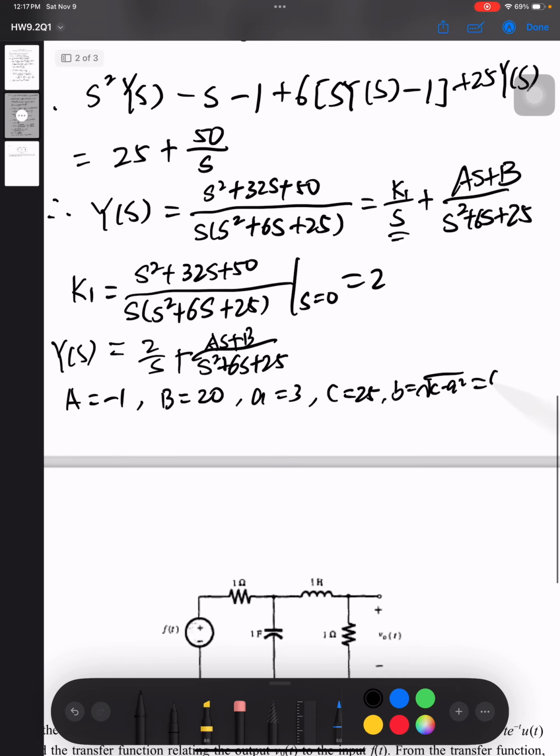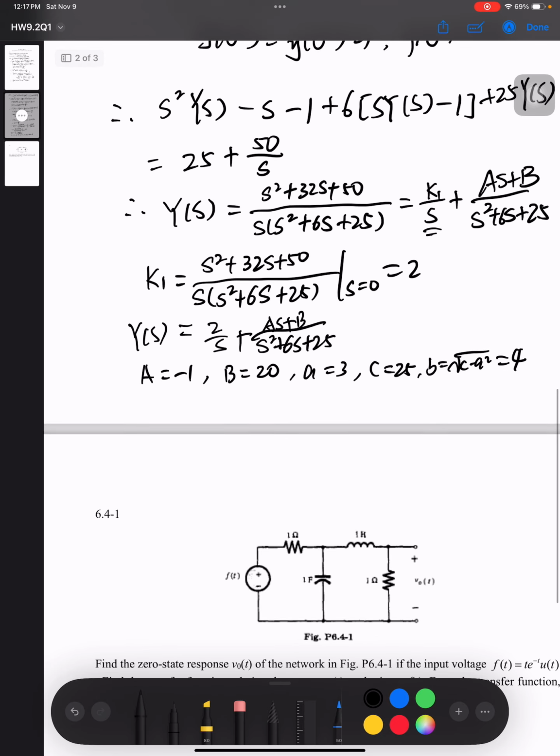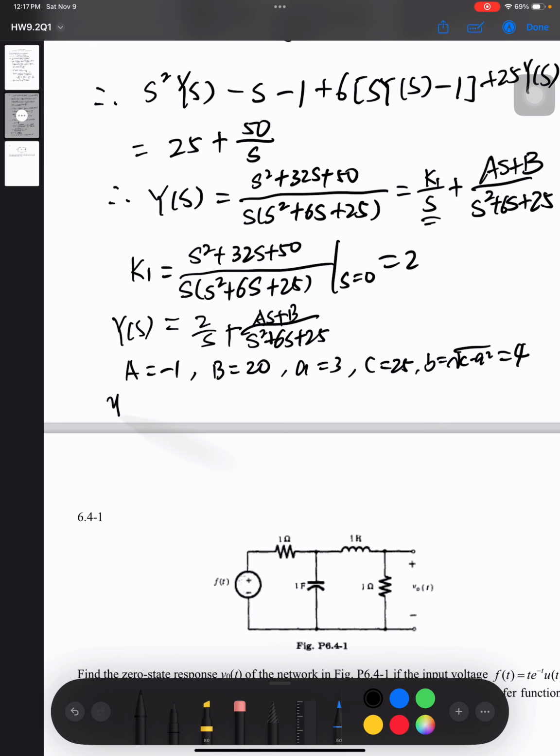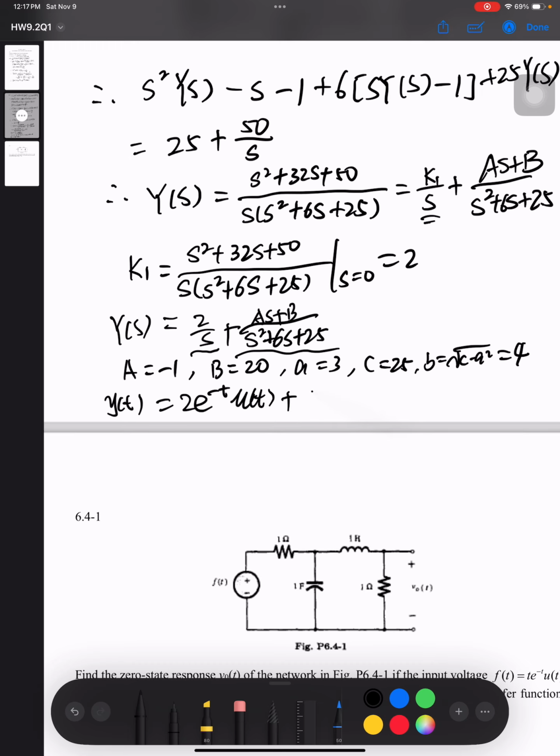And so eventually y(t) for the first part, we directly get 2 e to the minus t, u(t). And for the second part, we use the Laplace transform pair in that table.